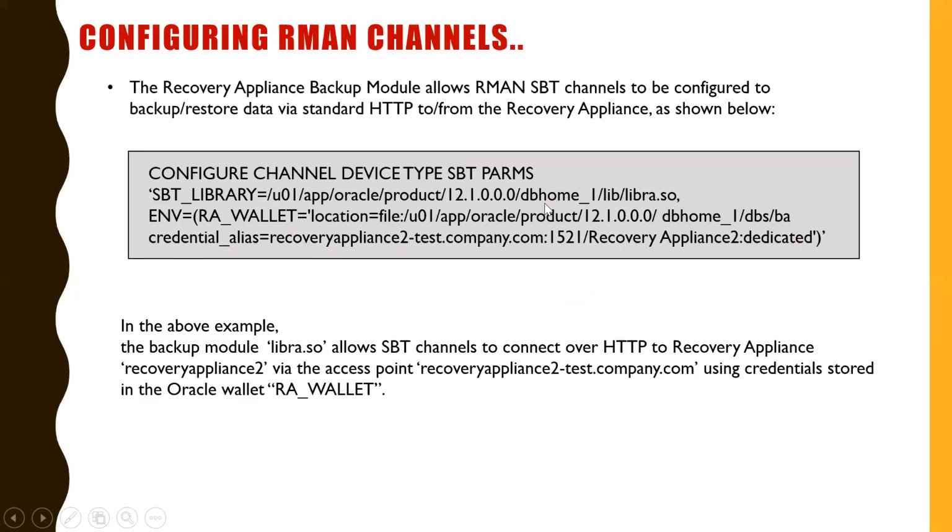Once it communicates, it will connect to the VPC user. We call it a virtual private catalog user. So using this wallet information, it will be communicating with that. And before configuring this channel, we'll have to create an encrypted key wallet on the database.